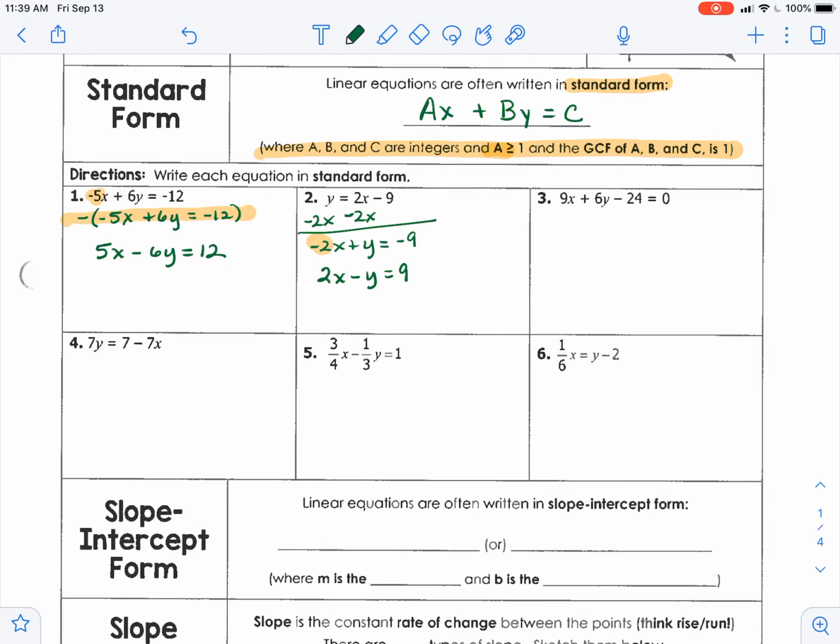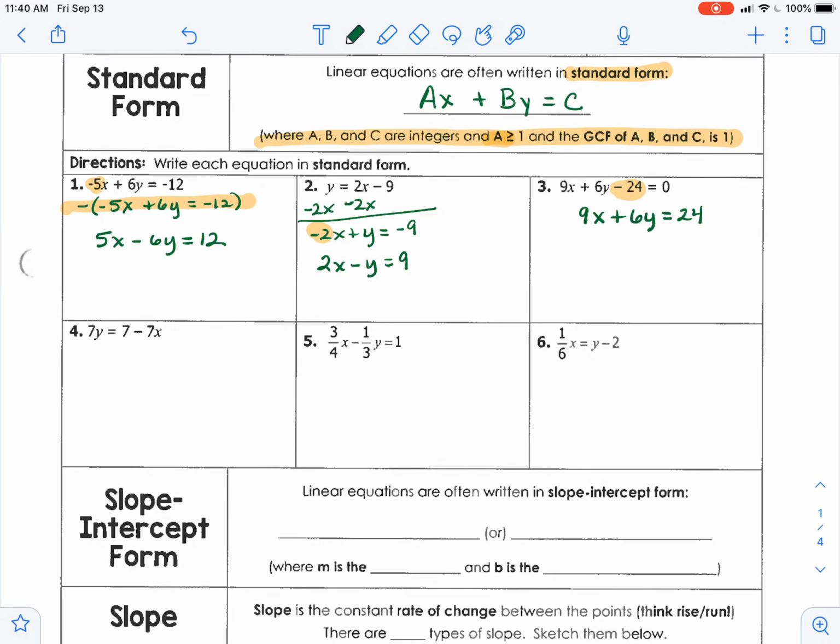Okay? Number 3, the only thing that we need to work with is this 24 is on the wrong side. So we're just going to move it over to the other side. Okay? Number 4, we're going to need to move the 7x over. So 7x plus 7y equals 7. Now this one would not be considered to be in the correct form only because they all divide by 7. So the actual form would be x plus y equals 1.